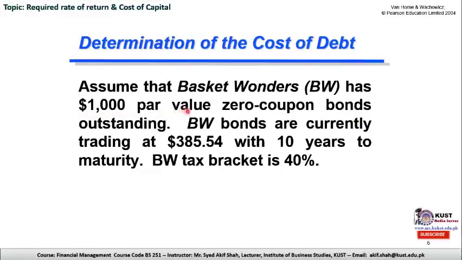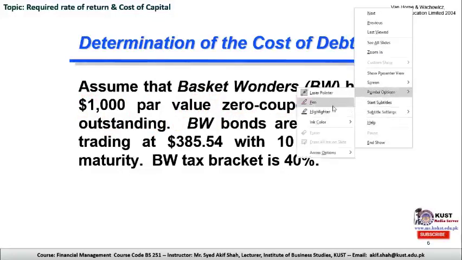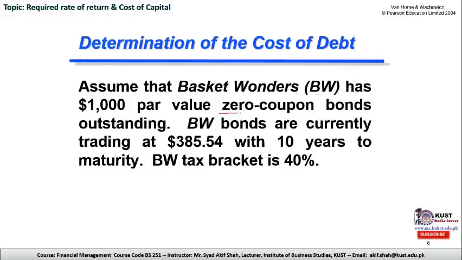$1,000 of par value, zero coupon bonds outstanding. The company has issued $1,000 par value of zero coupon bonds. By zero coupon bond, we mean that the company is not going to pay out any amount of interest on these bonds. The Basket Wonder bonds are currently trading at $385.54. So the current market price of this bond is $385.54, and this bond is left with 10 years of maturity. The Basket Wonder's tax bracket is also given, which is 40%.